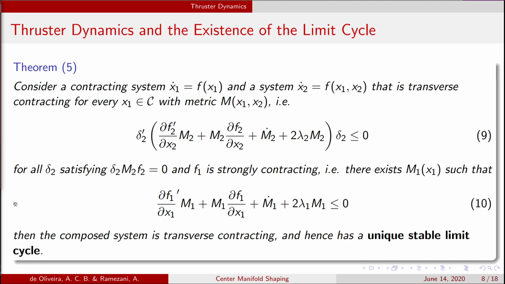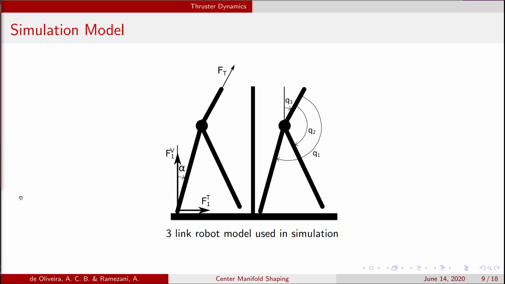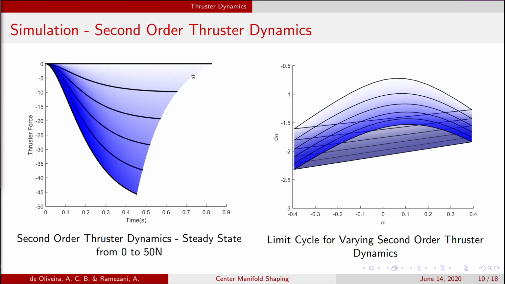To illustrate this result, we present some simulations with a simple three-link bipedal robot where the thrusters are considered as a second-order linear system with dynamics comparable to that of the robot. As you can see, for strictly negative steady-state values of this thruster, the limit cycle flattens out and gets quicker, which would be the expected behavior if we are pushing the robot forward.